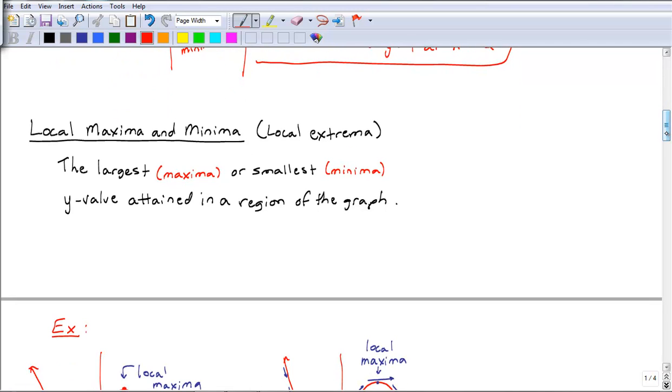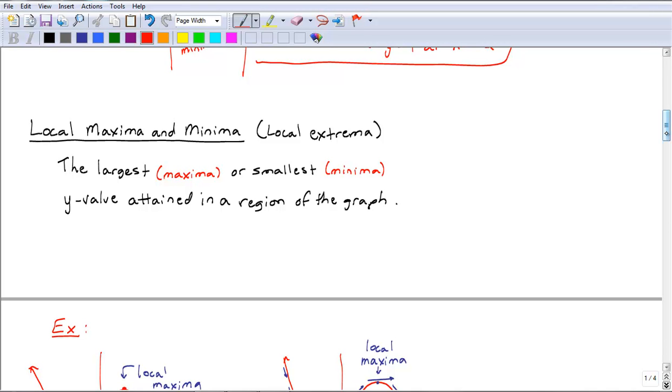Local max and minima, these aren't absolute. Absolute is the biggest y value, absolute maxima. Absolute minima is the smallest y value in the whole graph. But we can also talk about local maxima and minima. These are also called local extrema. And these have to do with places in regions that are the biggest or smallest y value.